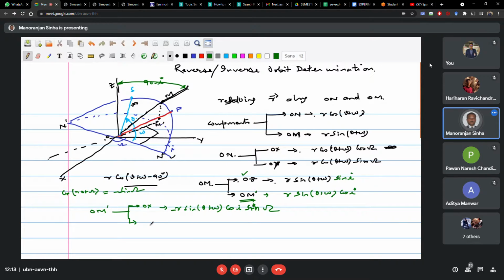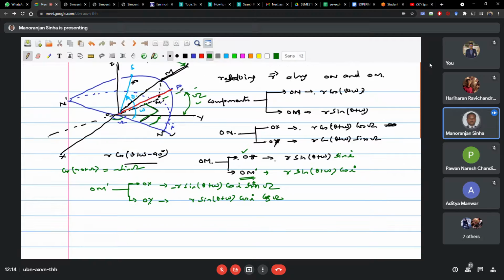And then along the OY direction, this will be simply cos capital omega. The angle between this and this is capital omega. This angle is from here to here, this angle is 90, so therefore we get this angle as capital omega. So all these components we need to add up and work out.